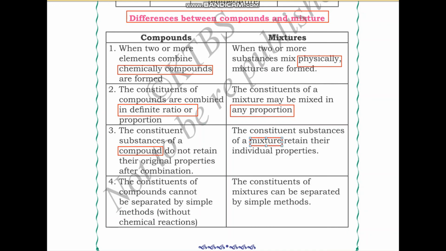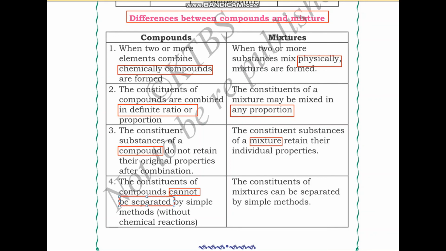Next, the constituents of a compound cannot be separated with simple methods without chemical reactions. So this is a new point that you are learning. Any compound like water or salt has its constituent elements, correct? You cannot separate the individual elements of a compound easily. So if I give you water and ask you, get me hydrogen and oxygen from it, will you be able to do it without any chemical reactions? No, right? So the constituents of a compound cannot be separated by simple methods.